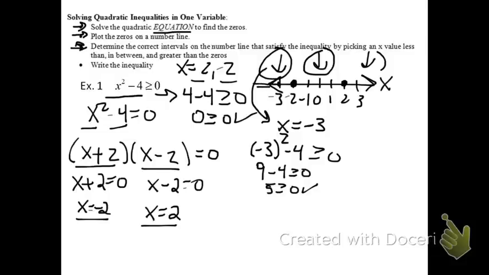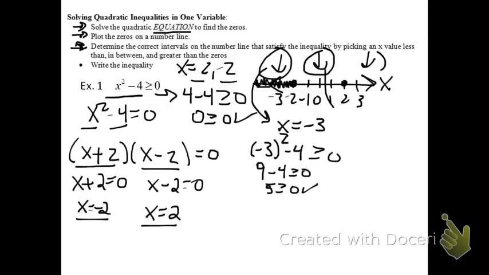There was nothing special about -3. If I plug in -4 or -5 or anything less than -2, it's going to work. So what I'm going to do to kind of signify that is shade to the left of -2. Right now I know x values less than or equal to -2 are solutions.